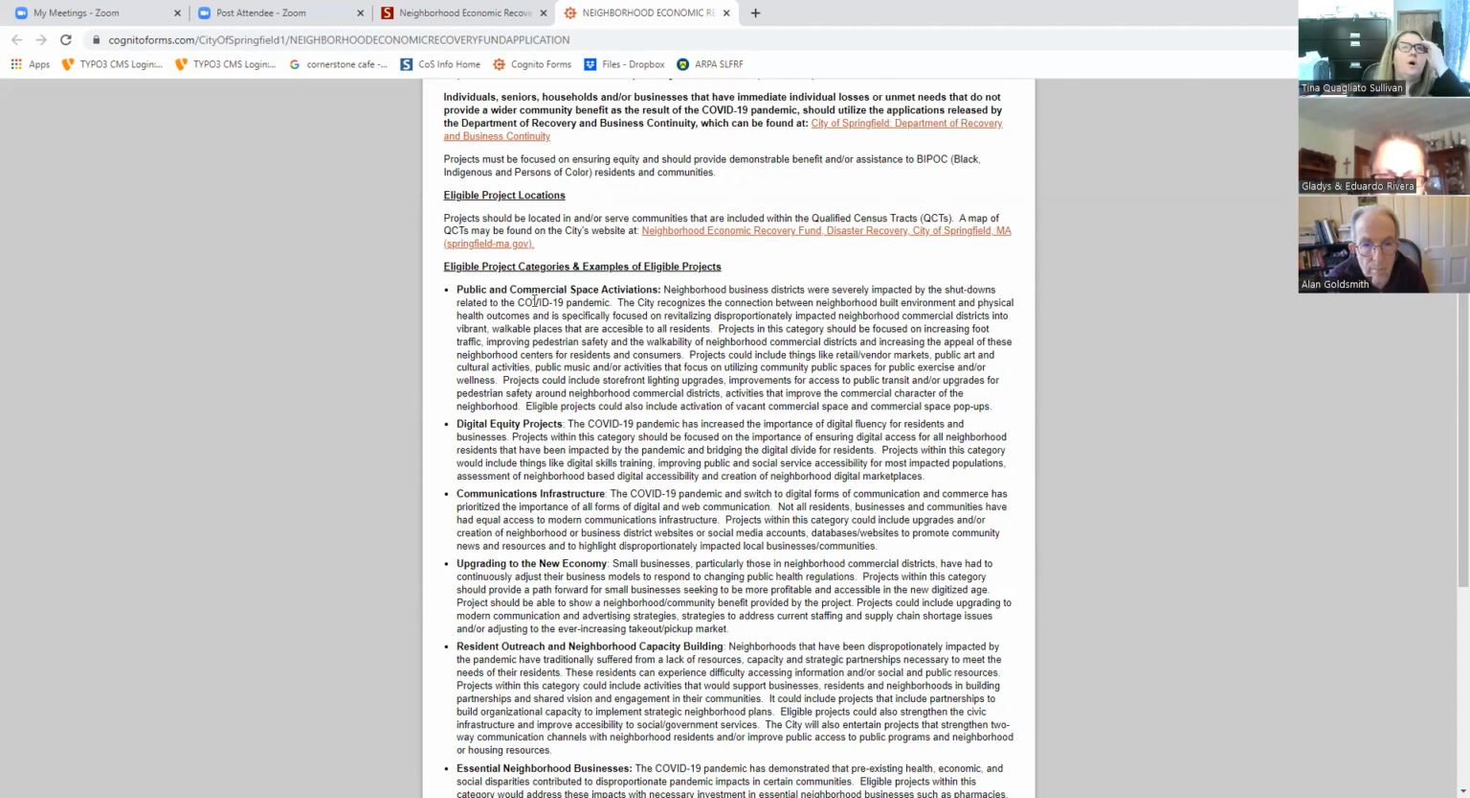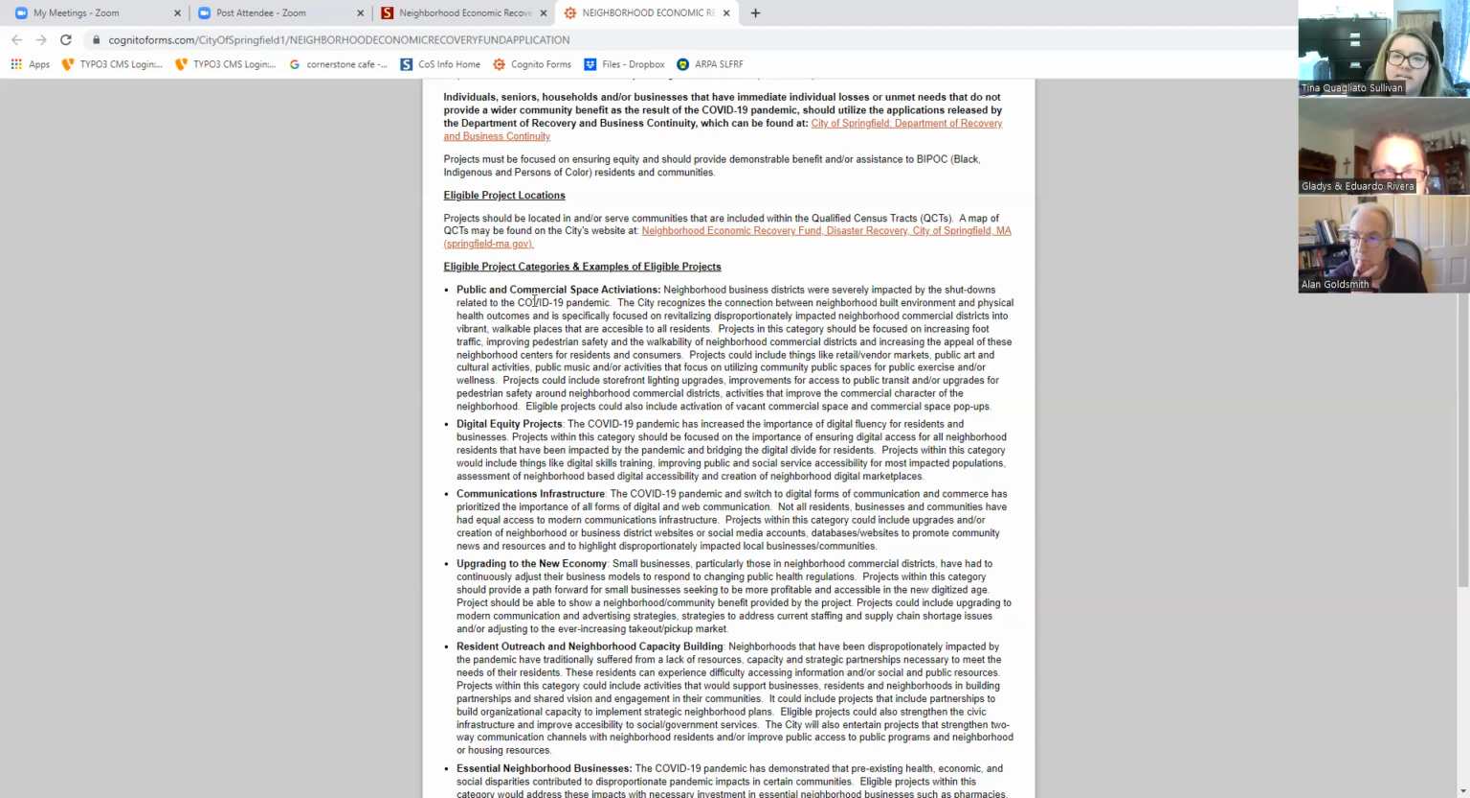Some of the other ideas that we've heard that we think would potentially be eligible would be, I don't know if folks have seen the Valley Bike stations in and around downtown. Installation of something like that in neighborhood commercial districts would potentially be eligible. Any activities that might improve the commercial character of the neighborhood, vacant or commercial space activation.